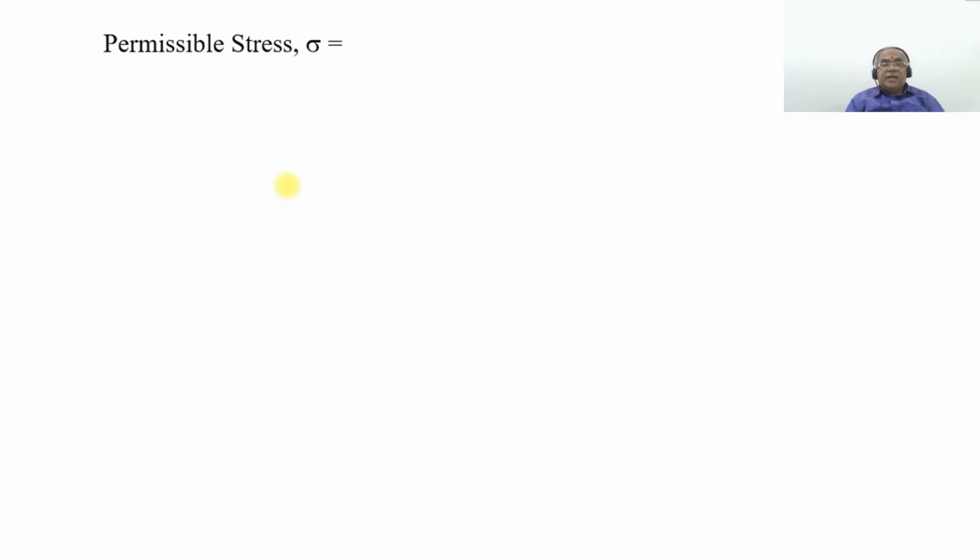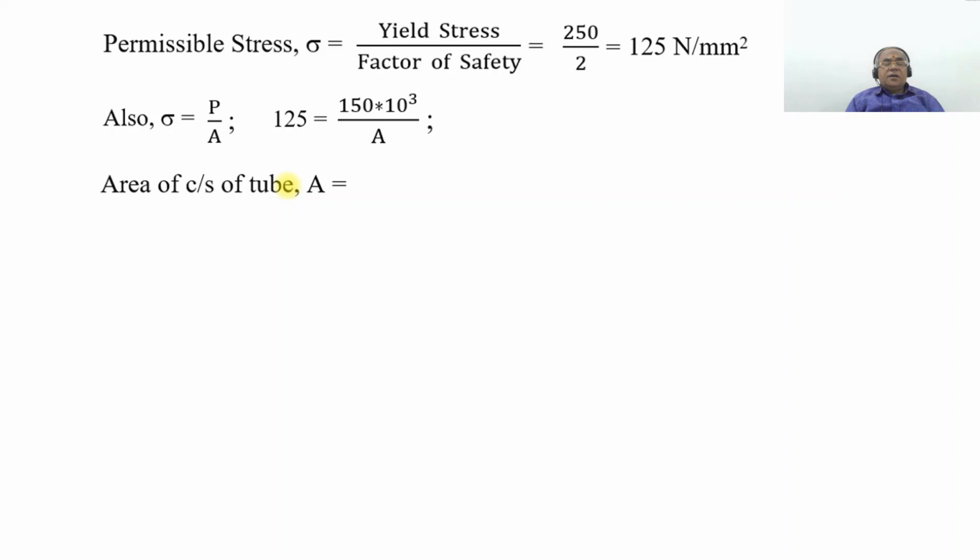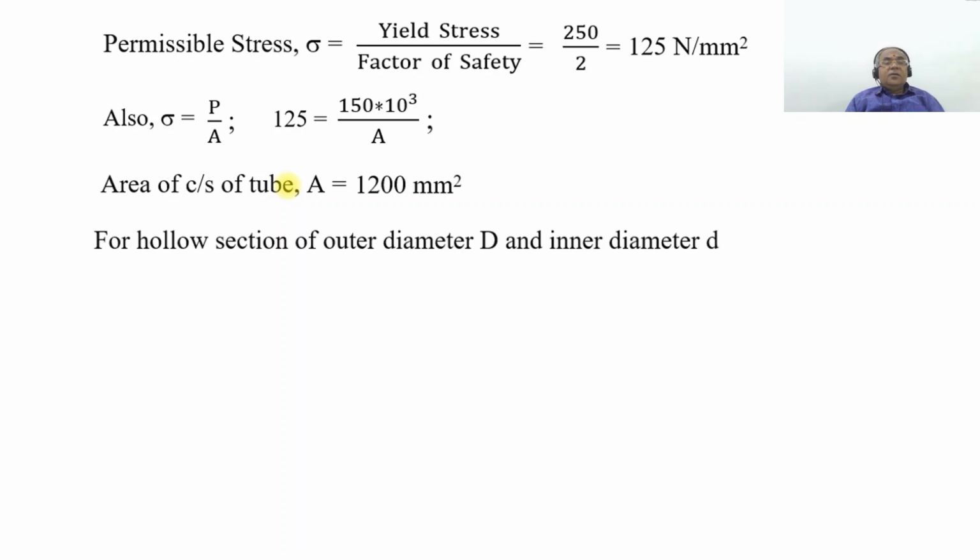So what is the permissible stress? Permissible stress is yield stress by factor of safety, so 250 by 2, which will be equal to 125 Newton per mm square. Also, sigma is nothing but P by A. So sigma is known, 125, equals 150 into 10 to the power of 3 divided by A, which is the area of the cross section of the tube, which on simplification, you are going to get as 1200 mm square.